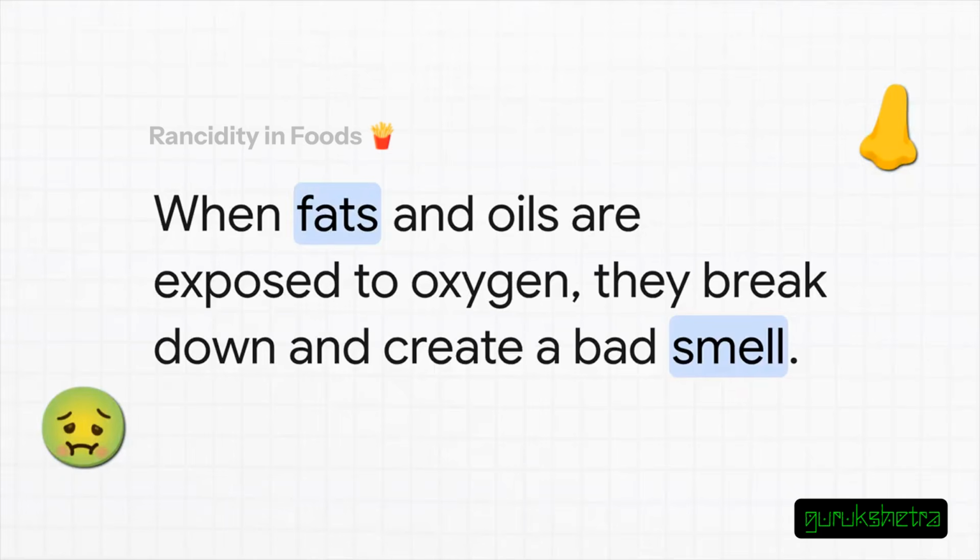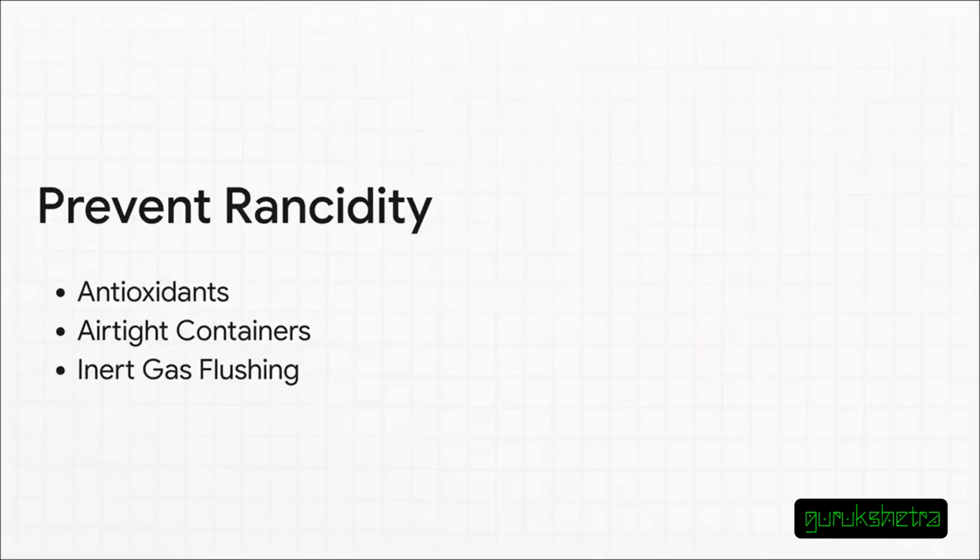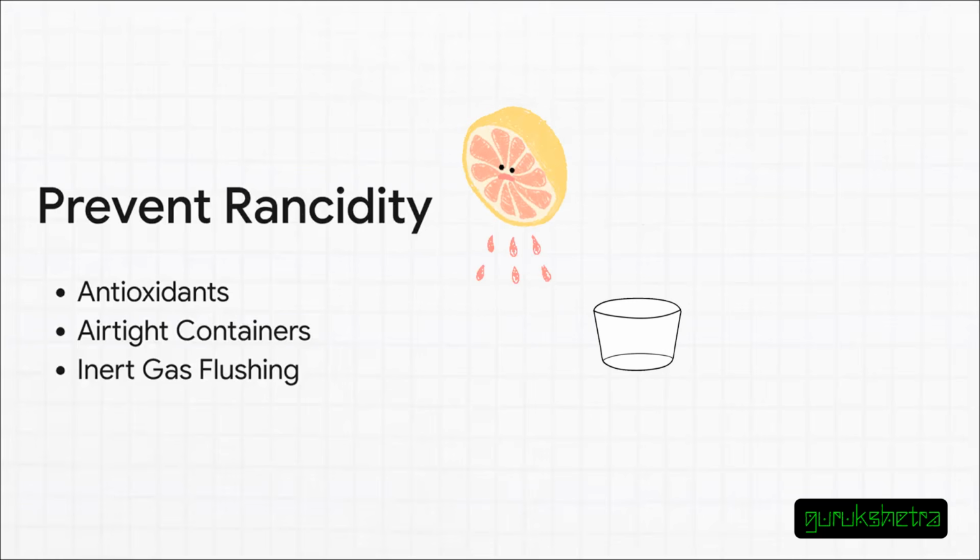It's oxidation ruining our snacks. Thankfully, chemistry also gives us smart solutions to prevent our food from going bad. Food scientists do 3 main things. First, they add antioxidants, which are natural or synthetic compounds that hit the brakes on the oxidation process. Second, they use airtight containers to physically block out oxygen. And third, and this is honestly my personal favorite, inert gas flushing.